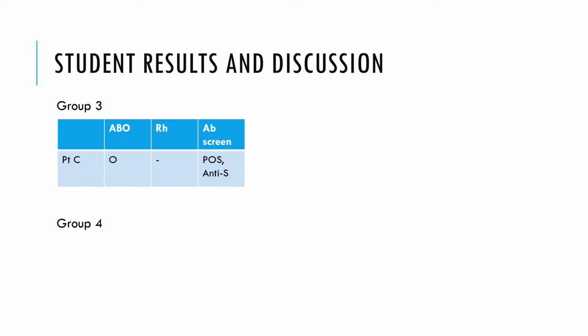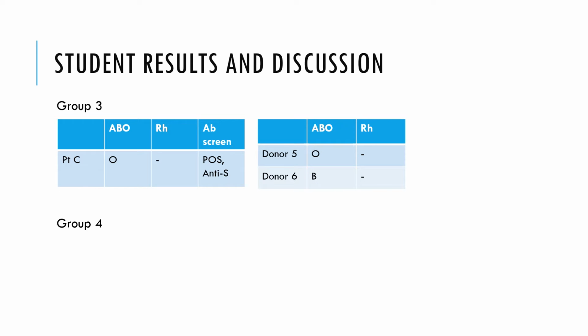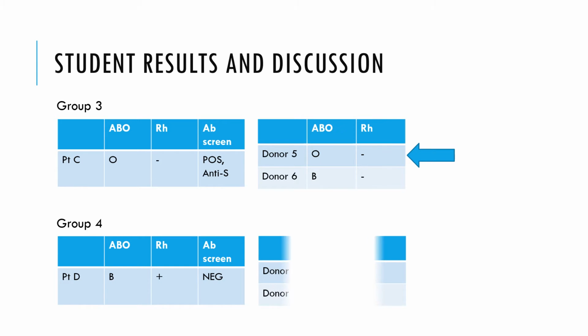Group 3. Patient C is O negative with a positive antibody screen. Which donor have you chosen? Donor 5 is correct because it is type specific and type O patients can only receive type O red cells. Group 4. Patient D is B positive with a negative antibody screen. Which donor have you chosen? Donor 8 is correct because the patient makes the anti-A antibody, which would react with donor 7, but not with donor 8. Type O patients do not have any antigens on their red cells.